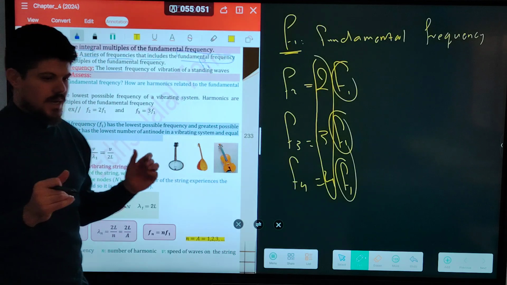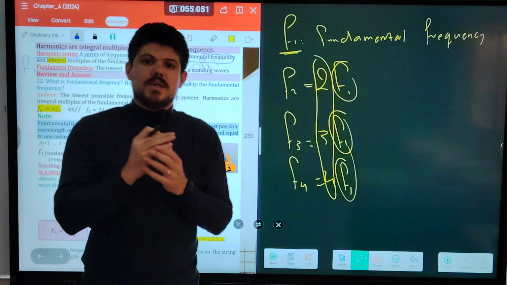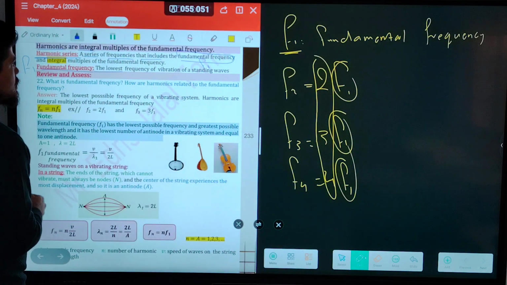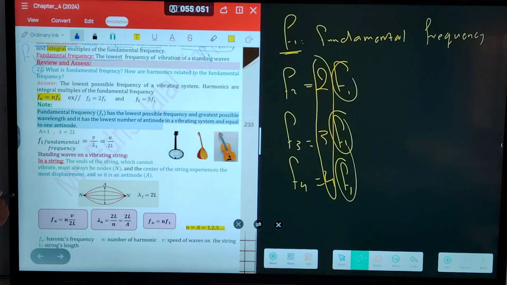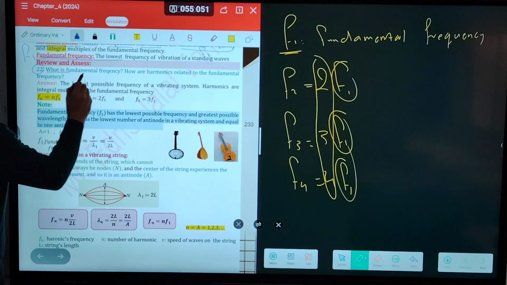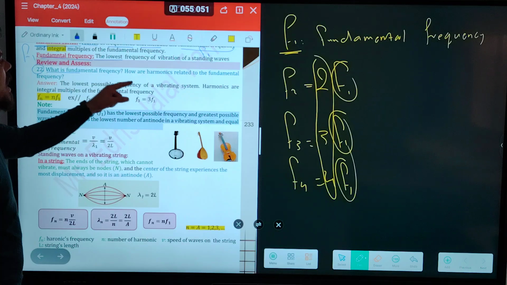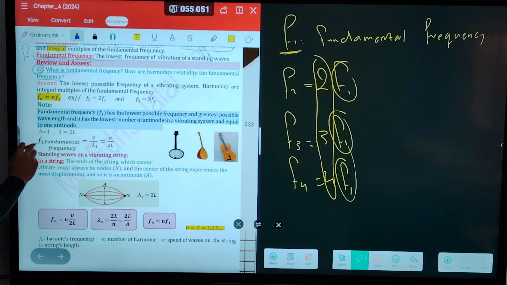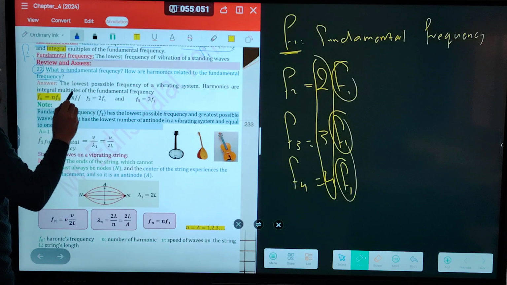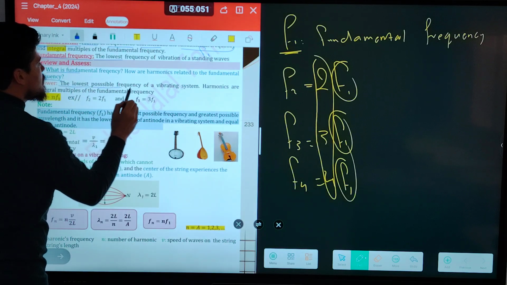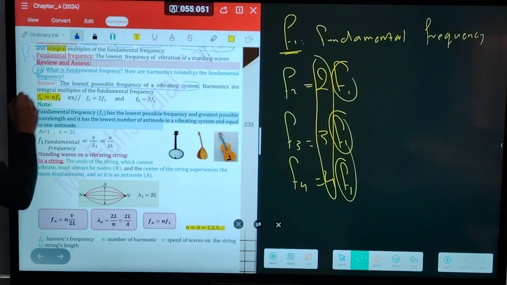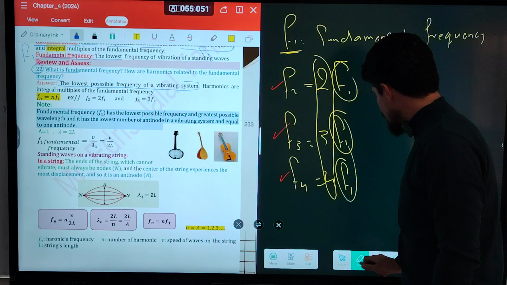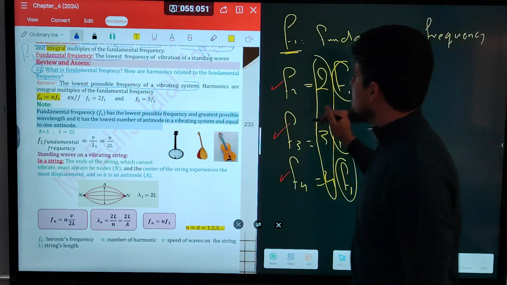Okay, in all types, guys. Once again, listen carefully. What is fundamental frequency? Is the lowest frequency in the standing wave, or the lowest frequency of vibration of a standing wave. Question 22 in chapter review. What is the fundamental frequency? How are harmonics related to the fundamental frequency? Fundamental frequency, as I told you, the lowest possible frequency of vibrating system. How are harmonics, like second harmonic, third harmonic, fourth harmonic, related with the fundamental frequency?